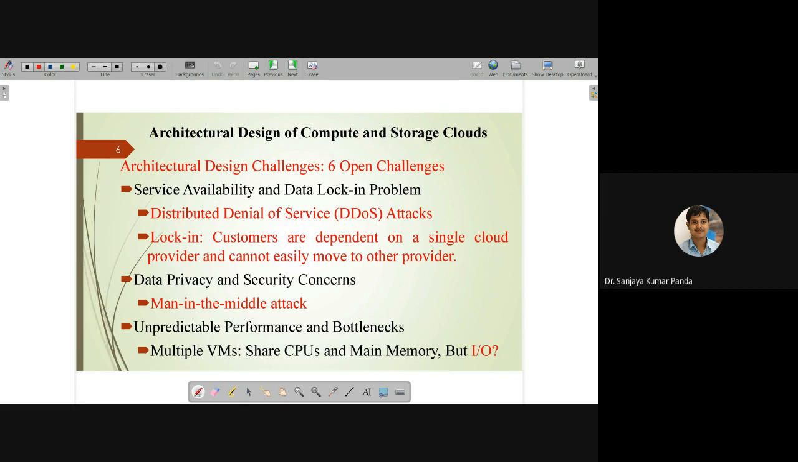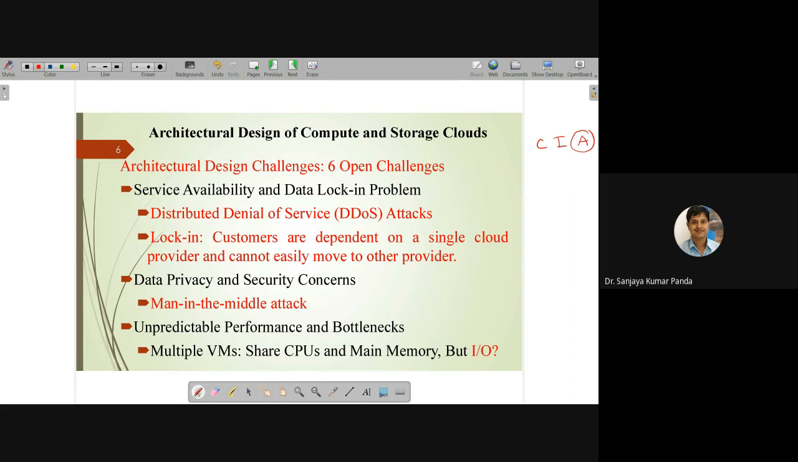First one is called service availability and data lock-in problem. Already I told you security has three components. One is CIA. One of the major ones is availability. So that is a generalized view, right? Now you look into the cloud view. Service availability: we need the service to be available 24 by 7 without any downtime. Even if there is a downtime, it should be as minimum as possible.